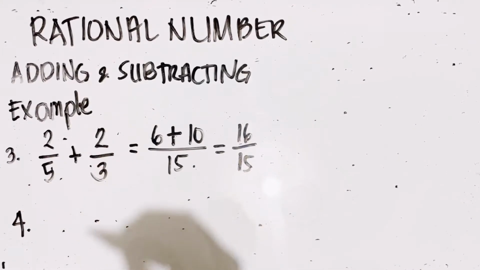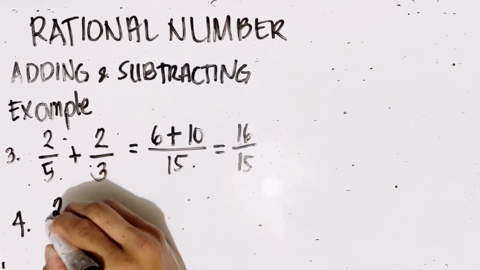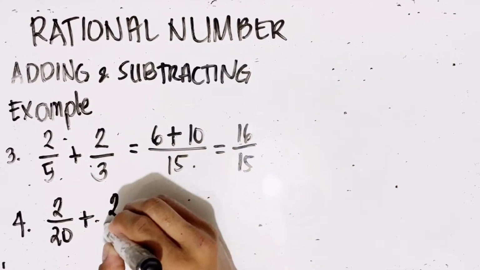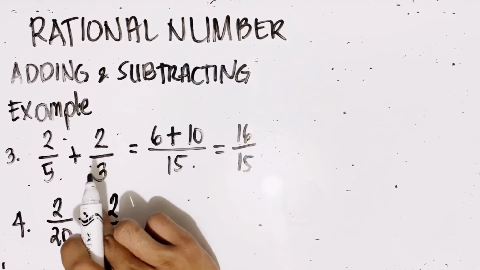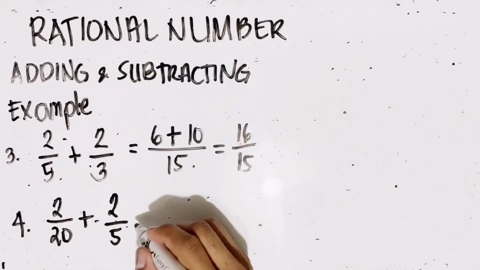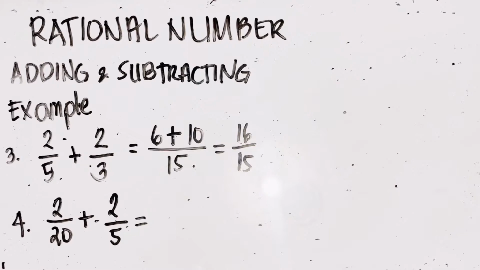Let's have the next example. We have 2 over 20 plus 2 over 5. Still these fractions are dissimilar because the denominators are not the same. Even though the numerators are the same, they are not similar fractions because the denominators are not the same. So, dissimilar fractions. Let's use the shortcut method again.